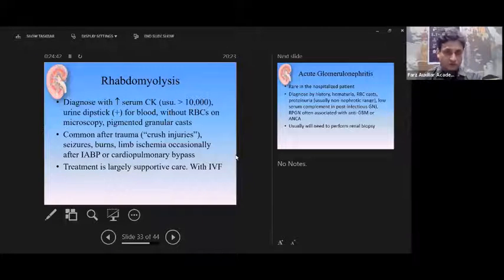Then rhabdomyolysis is an important cause of AKI as well as renal failure. It occurs in many conditions like seizure, burns, patients with crush injuries, and hospitalized patients after cardiopulmonary bypass or IABP insertion. These patients generally present with a very high rise in creatinine, with potassium, phosphorus, as well as uric acid, with low calcium. CPK is a very important test to differentiate rhabdomyolysis from other conditions, and CPK generally lies at more than 10,000.